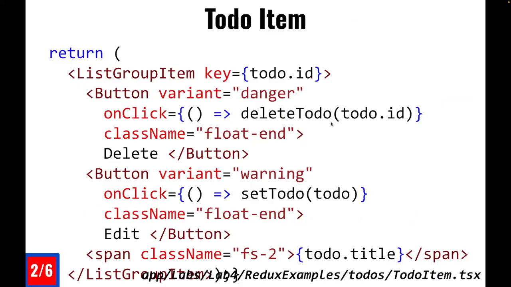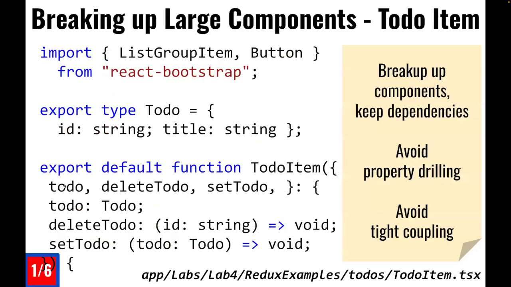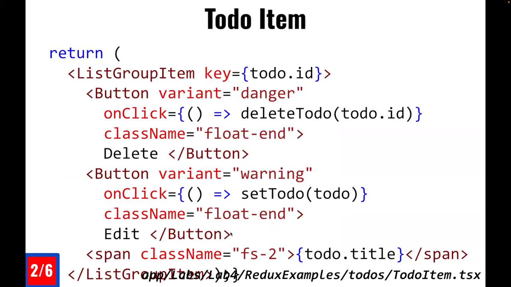To-do, it needs a reference to the delete to-do. It needs a reference to the set to-do. It needs a reference to the to-do. See that? So my to-do item needs to accept as argument a reference to the to-do, a reference to the delete to-do, the set to-do, right? And then obviously declare them as data types here. Everybody good? Right? So whenever I move it to a separate page, a different component, I need to maintain the dependencies, right? The parent needs to pass it to me, and I need to accept it over here.